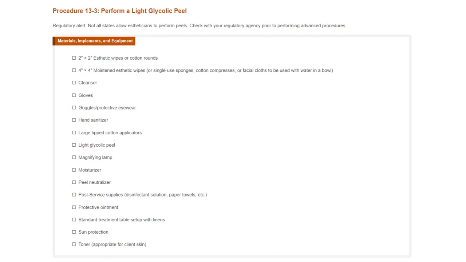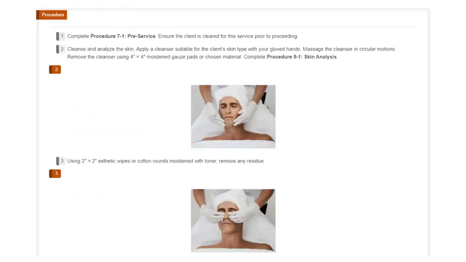Sun protection. Toner, appropriate for client skin. Procedure. 1. Complete procedure 7 to 1, pre-service. Ensure the client is cleared for this service prior to proceeding.